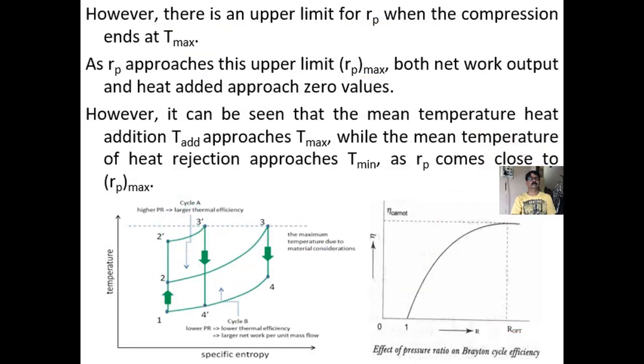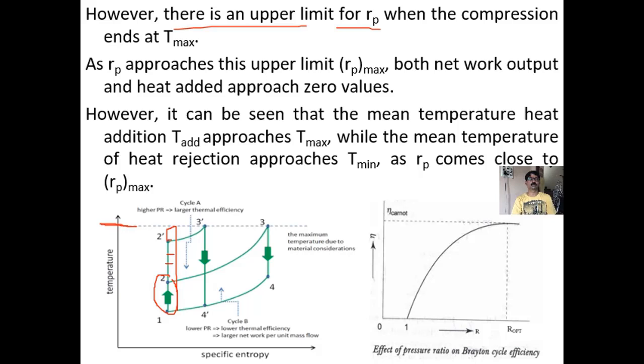So the efficiency keeps on increasing. However, there is an upper limit for pressure ratio Rp when the compression ends at Tmax. So this is the Tmax. So P2 by P1, the pressure ratio increases, 2 may come here, again it may come here, and further, see, it may come very close like this. You can see the net area enclosed by the curve becomes very small, so net work output becomes very small.